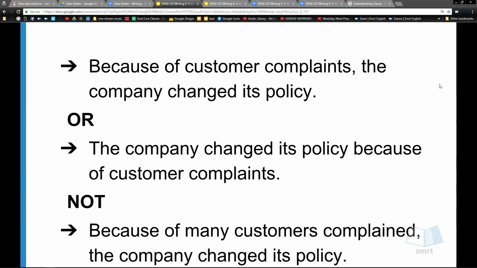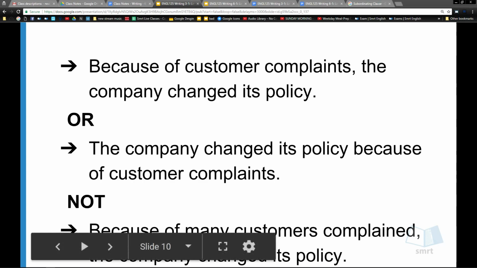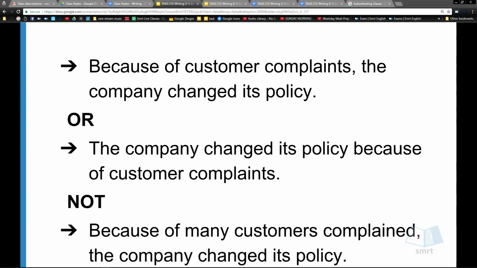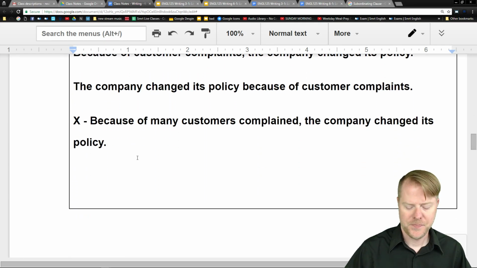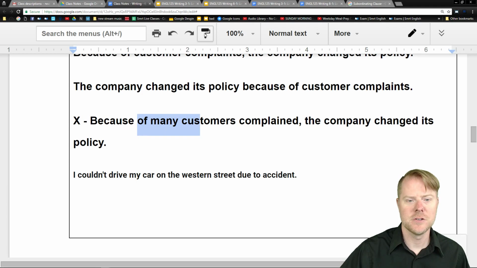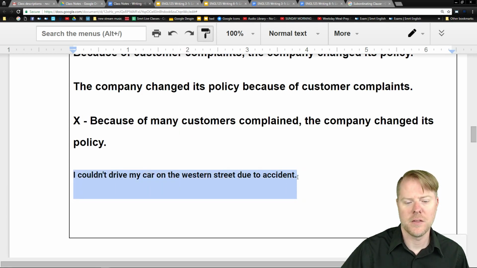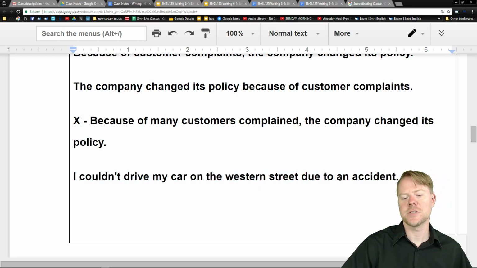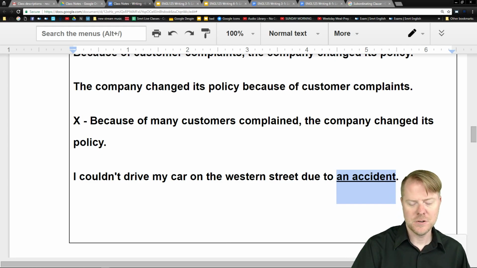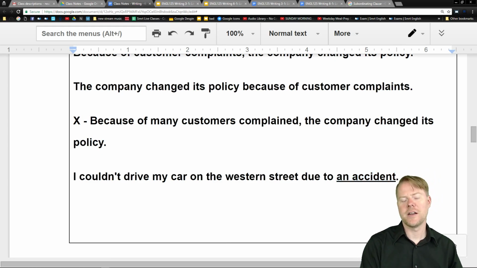Here, due to is going to be synonymous with because of, as a result of. Sway, you're asking about this sentence. So let's go back to the class notes. Sway, you wrote this: "I couldn't drive my car on the Western Street due to an accident." That is correct. After due to, we just need a noun phrase.